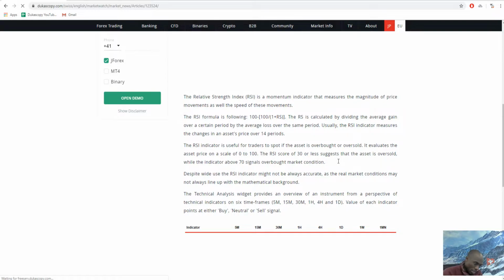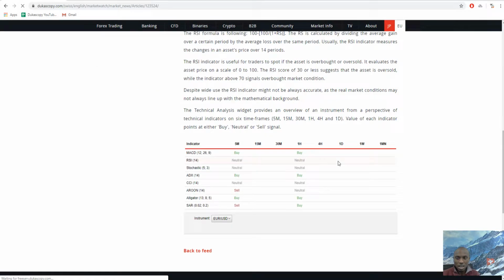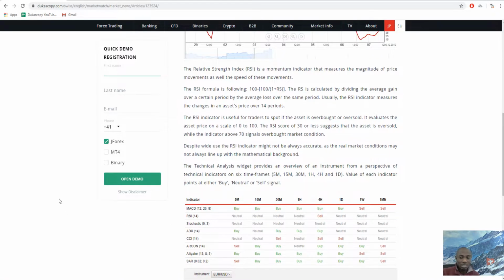So if I give you the short definition of what the RSI indicator is: as I told you, it's a momentum indicator, and the RSI measures the strength of price in the market. They measure the magnitude of price movement as well as the speed of this movement. You don't need to cram it. You just have to know that the relative strength index measures the momentum of price in the market, or the strength of the price in the market. That's a simple definition.